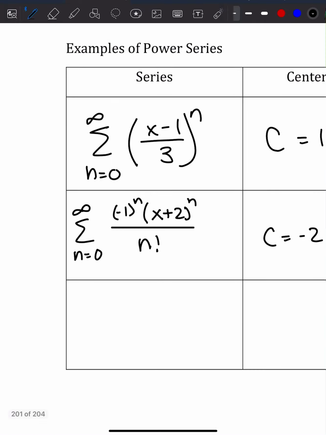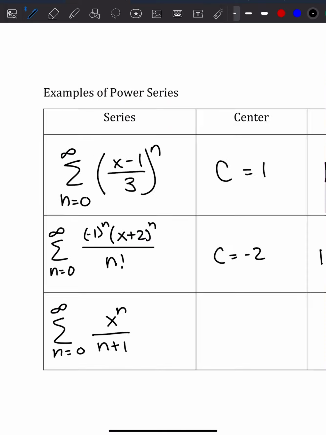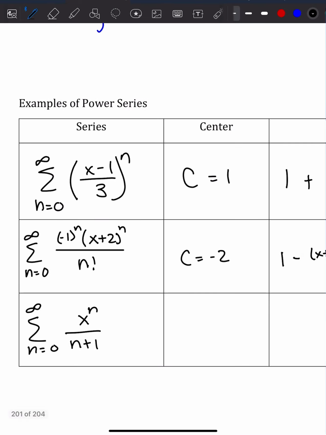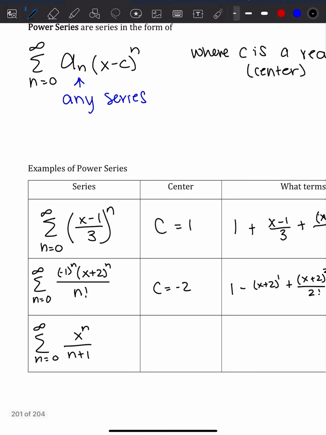The last one that we're going to look at is the summation from n equals 0 to infinity of x to the n over n plus 1. Take a second, pause the video, and decide what you think the center is going to be and what our first few terms might look like.